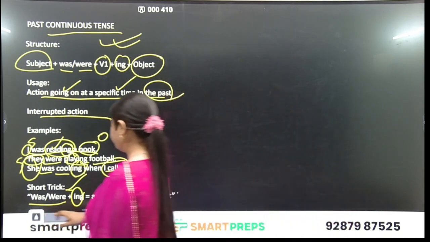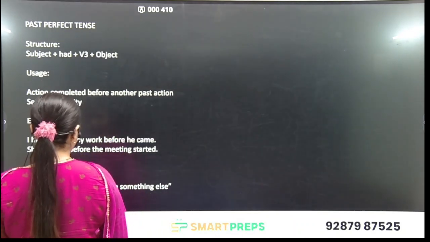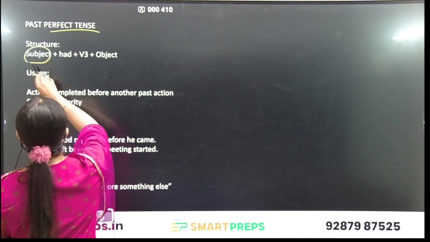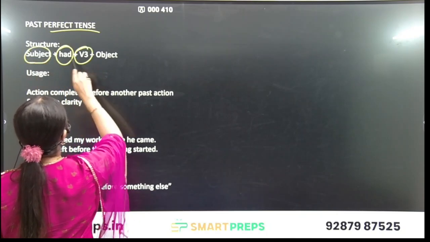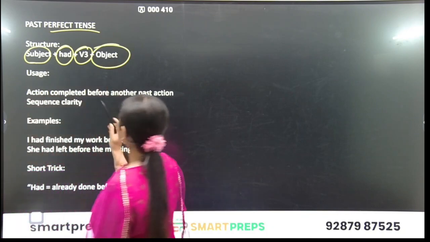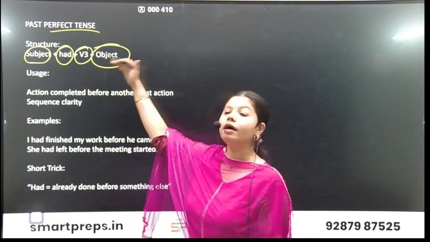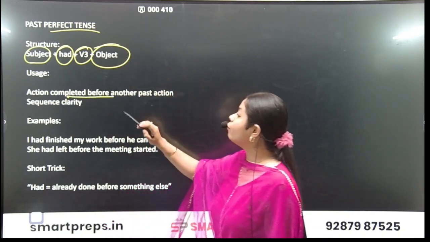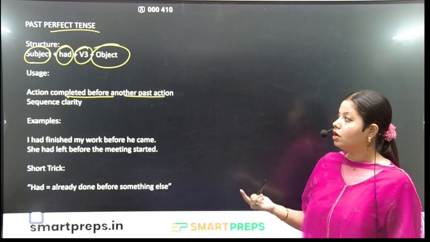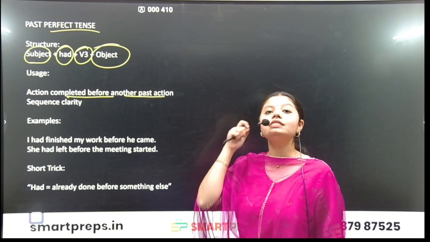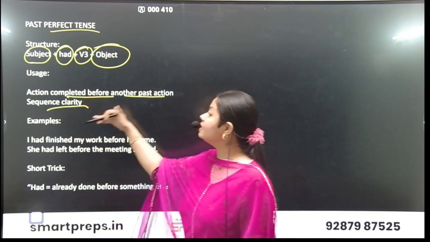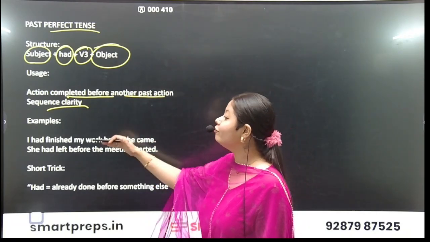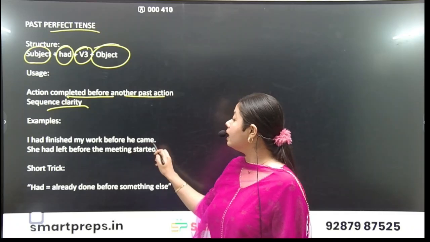Now let's understand past perfect tense. What is the structure? Subject plus had plus verb plus the object. Now what is the usage? Action completed before another past action. It means there is a kind of sequence clarity. Action completed before another past action. For example, I had finished my work before he came.